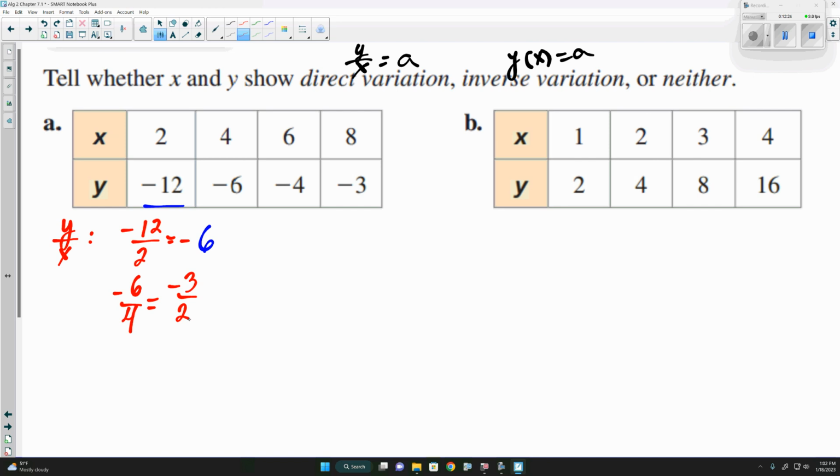No. Okay. And really at this point, stop, because they all have to be the same amount. So it doesn't matter if the next two are negative 6. Since that one's not, it's not direct variation. That means we can move over to inverse.